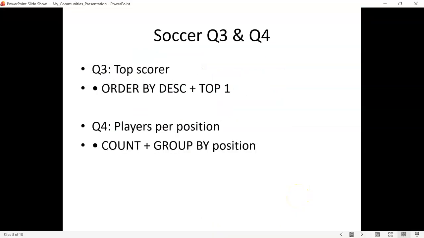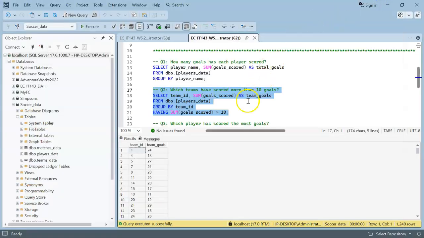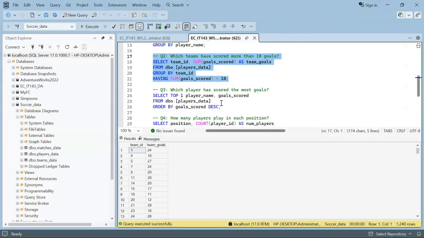For questions 3 and 4, we have the top goals. For that one, we use order by plus top one. And for question 4, players per position, that one uses count and group by position. Now let's go back to the query and to question 3.